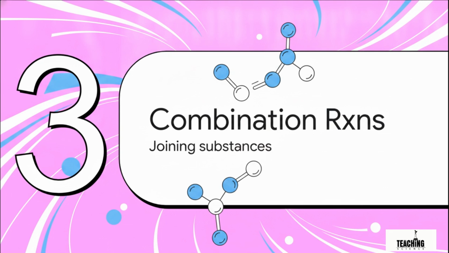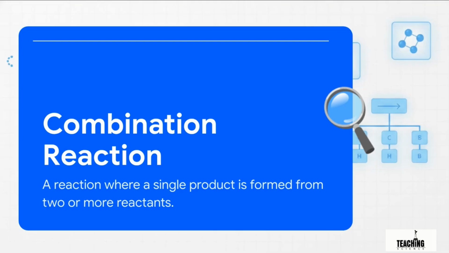We'll kick things off with reactions where substances join together and, a lot of the time, release a massive amount of energy while doing it. So, by definition, a combination reaction is exactly what it sounds like. Two or more reactants combine to form one single product. For example, when solid calcium oxide, which is also known as quicklime, reacts vigorously with water, the two combine to form a single product, slaked lime, or calcium hydroxide.